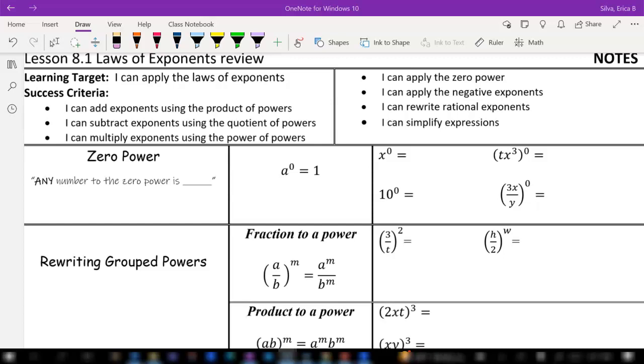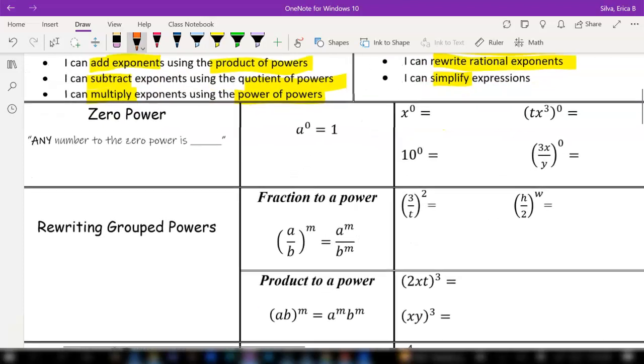Hey guys, this is Miss Silva, and in this lesson, we're going to review the law of exponents. To be successful today, you're going to have to be able to add exponents using the product of powers, subtract exponents using the quotient of powers, multiply using the power of powers, apply the zero power, apply the negative exponents, rewrite rational exponents, and then simplify expressions.